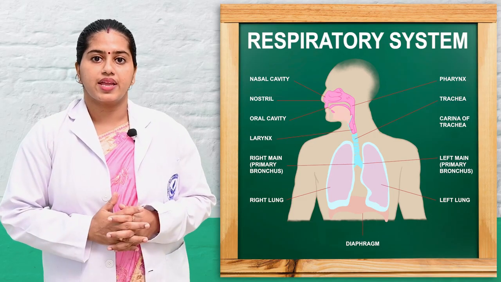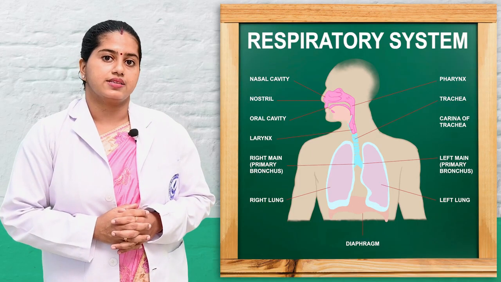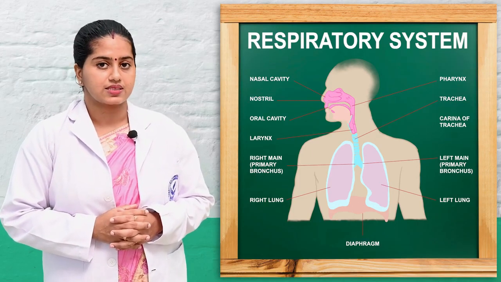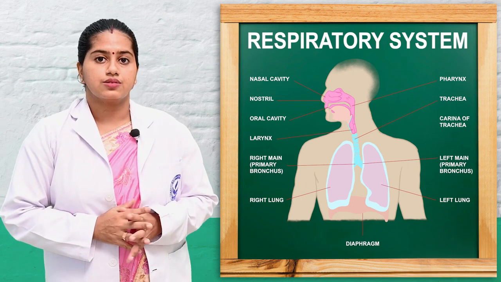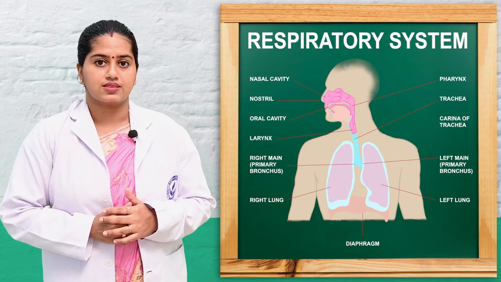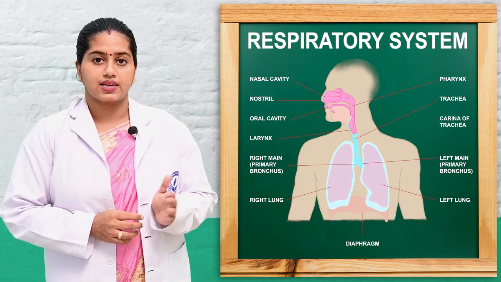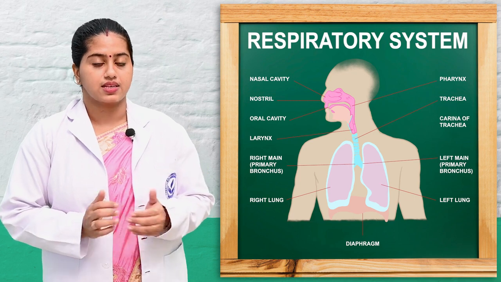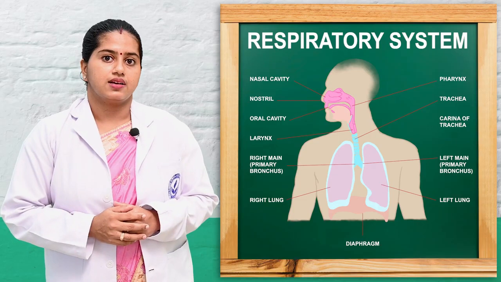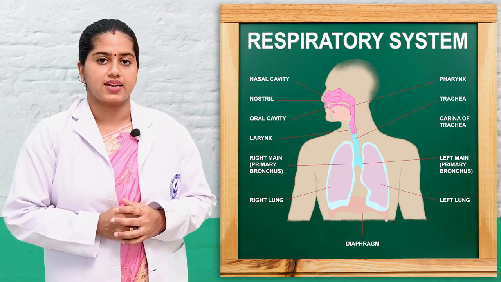And mainly there are the pleural cavities, that is the layers, and accessory muscles, that is the intercostal muscles and the diaphragm. The respiratory system is also divided into the respiratory zone and the conducting zone. The conducting zone is for the passage of air, and in the respiratory zone the exchange of gases takes place. Next we will discuss the parts that come under the upper respiratory tract.